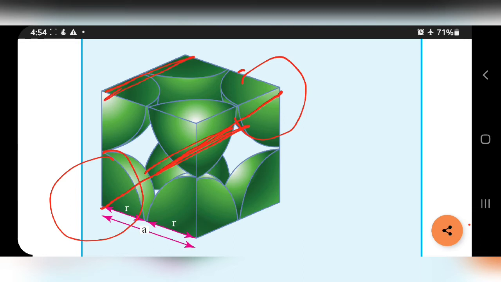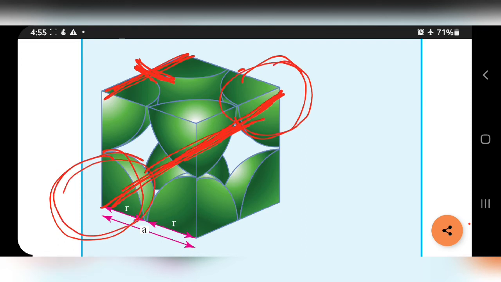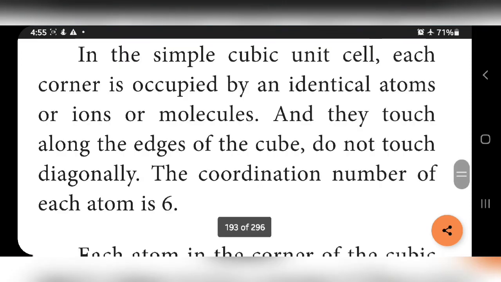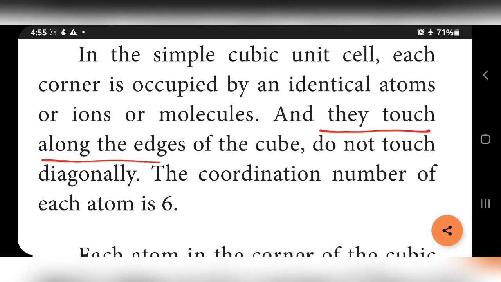In the unit cell, atoms touch each other along the edge. But this is the diagonal, and diagonally these atoms do not touch each other. They touch along the edges of the cube, but they do not touch diagonally.